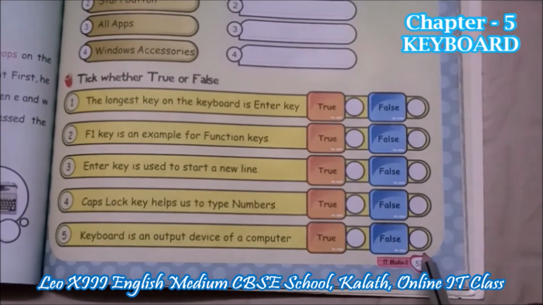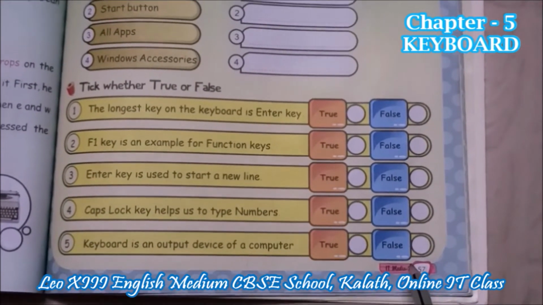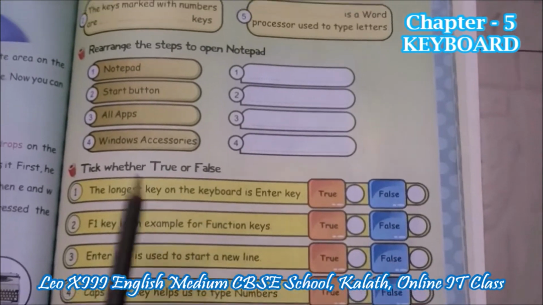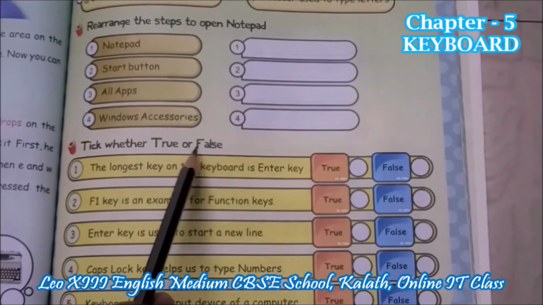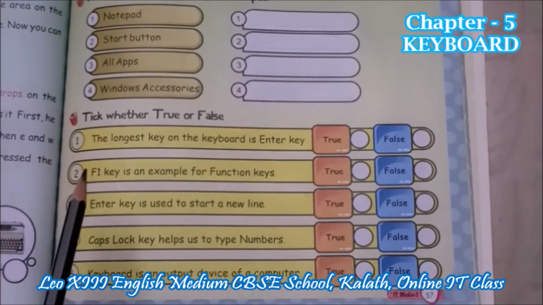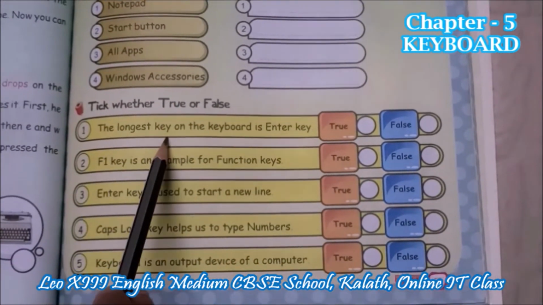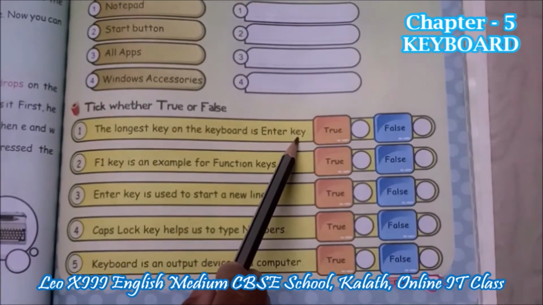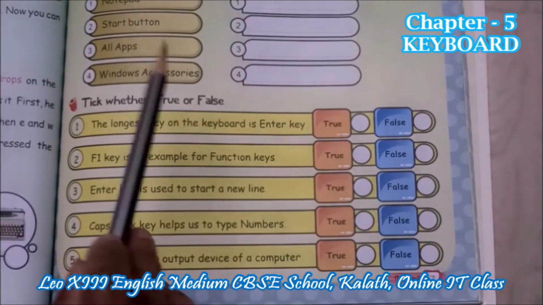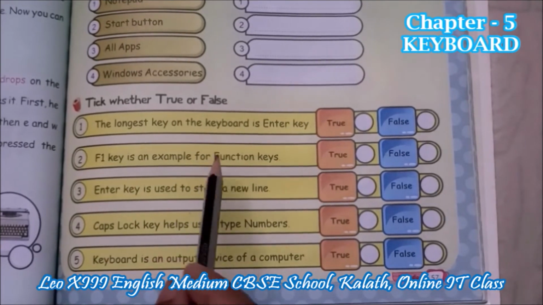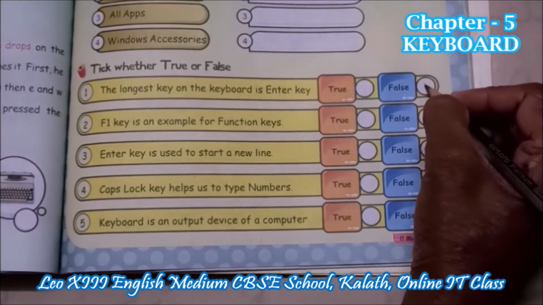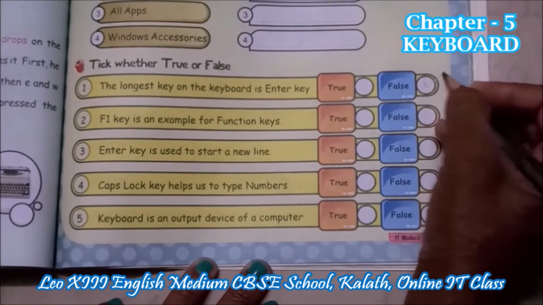Children, all of you take page number 57. We are going to do this activity. The activity is tick whether true or false. The first question is, the longest key on the keyboard is enter key. We learned that the longest key is spacebar. So it is false. Tick on this circle.